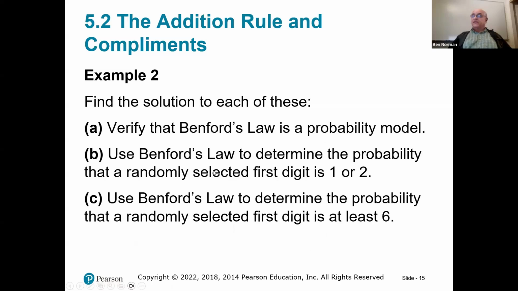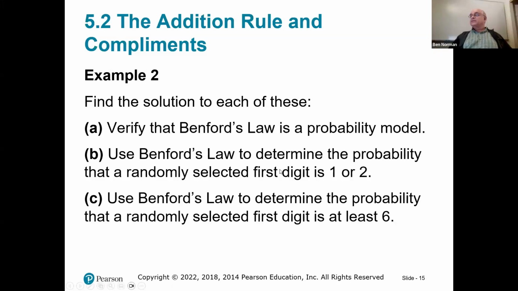Find the solution to each: verify that Benford's law is a probability model, use Benford's law to determine the probability that a randomly selected first digit is 1 or 2, then use Benford's law to determine the probability that a randomly selected first digit is at least 6.